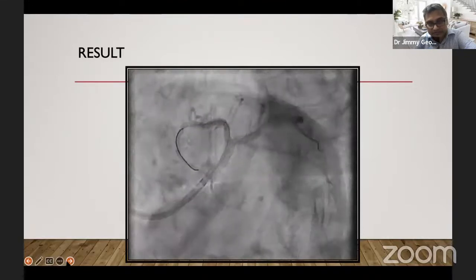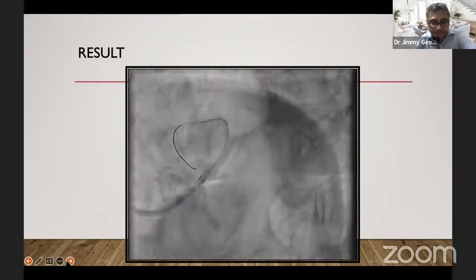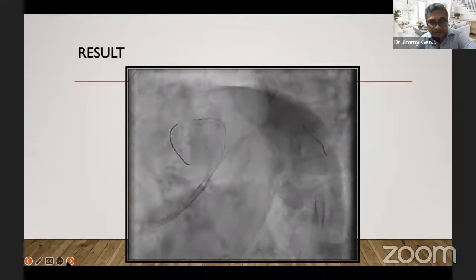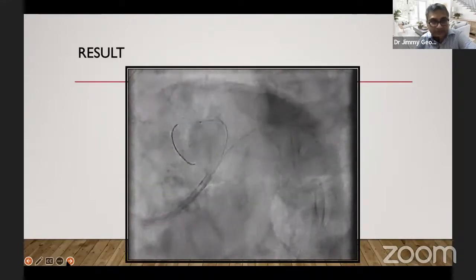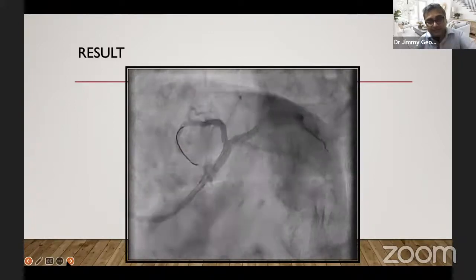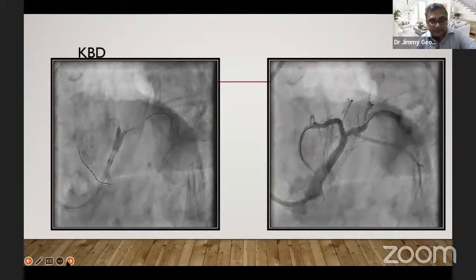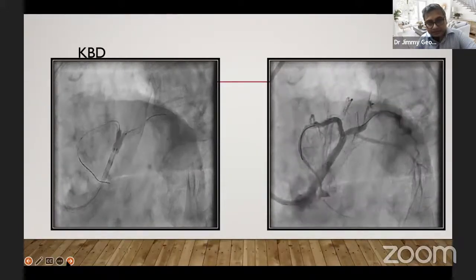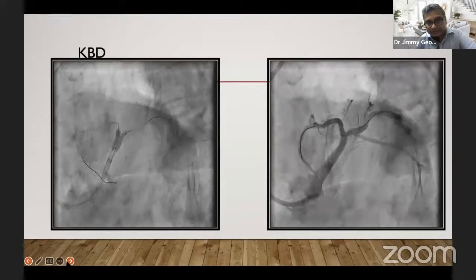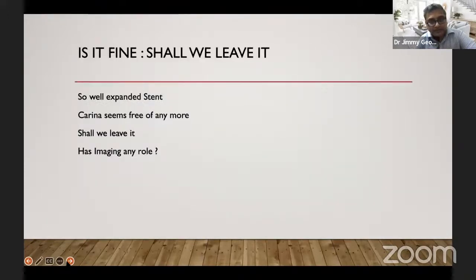A small kiss was also done so that any injury, or any struts protruding into the LAD, would be tackled. And what to do? It seems to be a decent result. Should we leave it over here? So this was that small kissing balloon dilatation to make it more perfect. It seems to be a well-expanded stent.